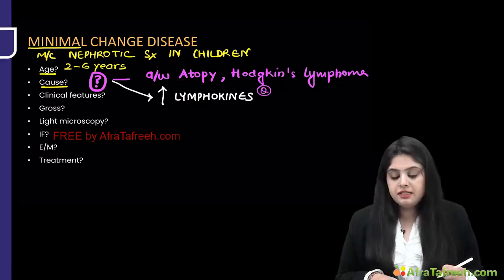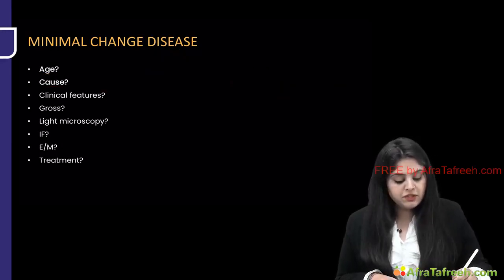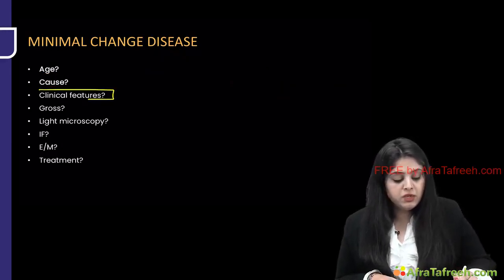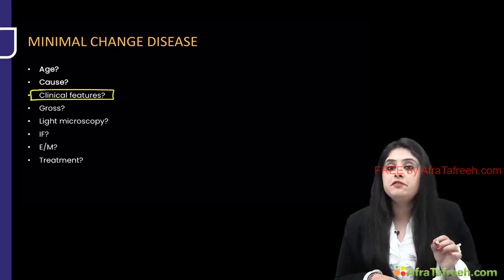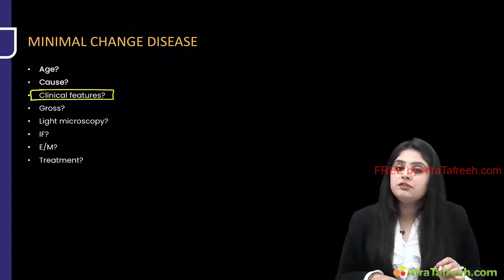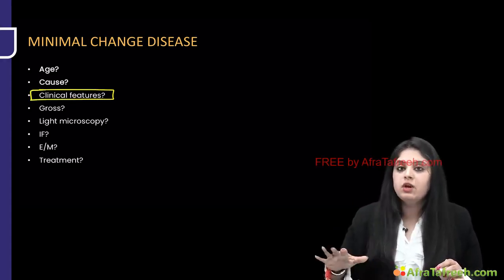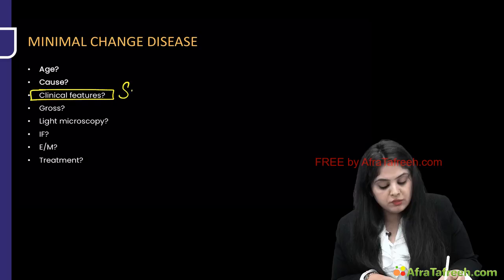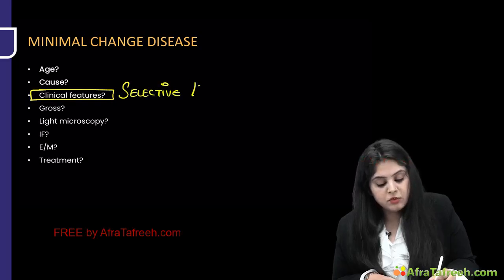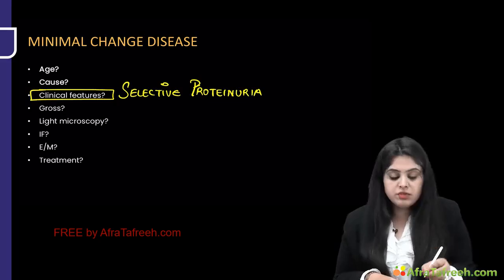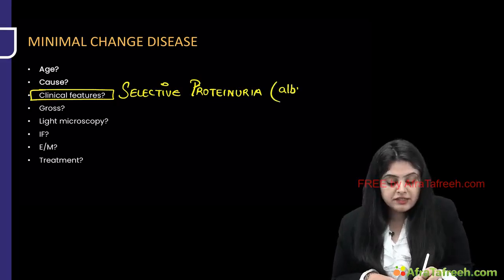Now let's come to the clinical features. In the clinical features, I suppose everyone would be knowing by now that this is a nephrotic syndrome. Nephrotic syndrome means all the protein, massive, oh my god kind of protein is going out into the urine. But do you know these patients suffer from something known as selective proteinuria? They suffer from selective proteinuria, means selectively which protein is going out into the urine? Selectively albumin is going out into the urine.